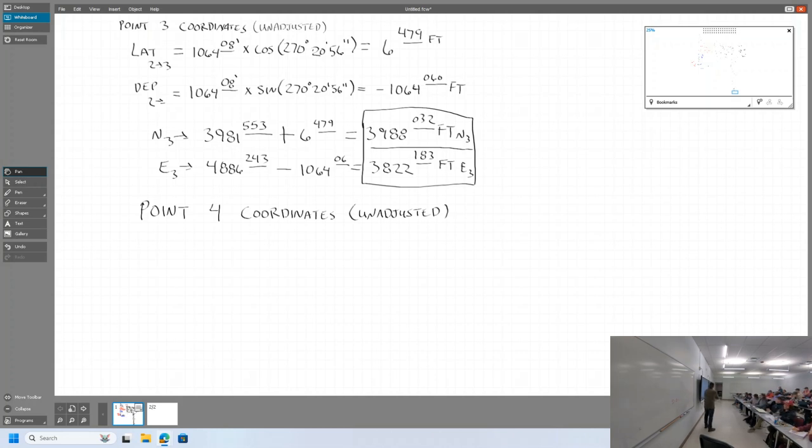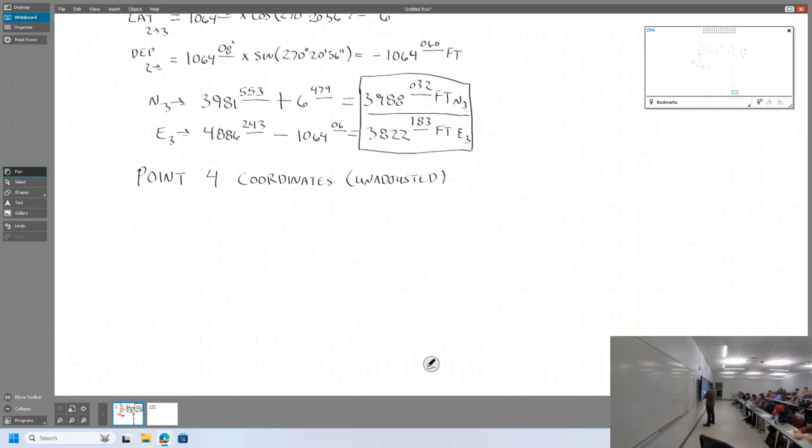Back at it. We are continuing now, getting point number 4 coordinate. So, same formula, same setup. We're going to go from 3 to 4. Again, the latitude here. Going back to our field notes, the distance from 3 to 4 is 1,029.34.